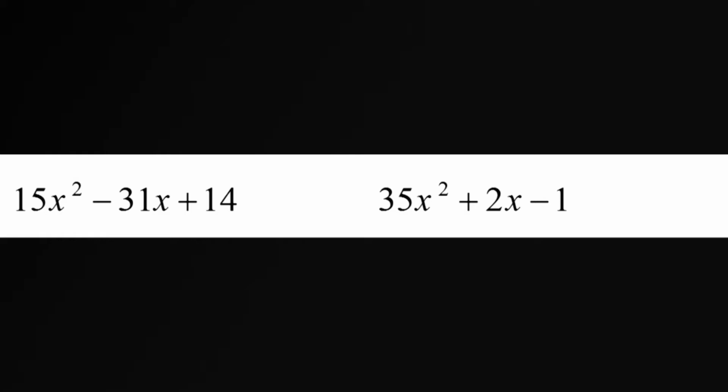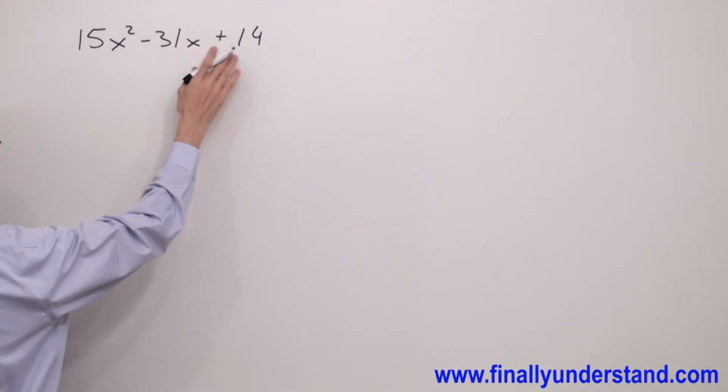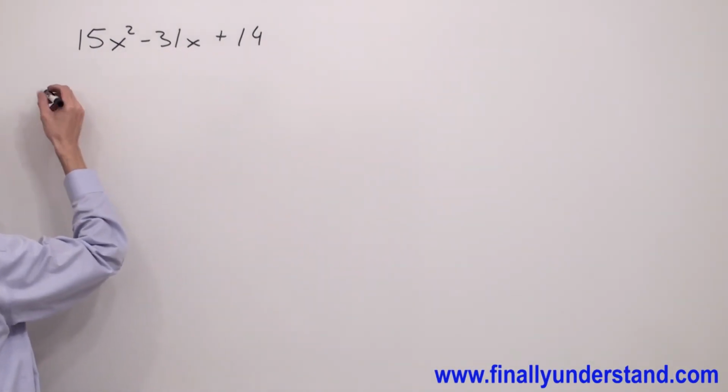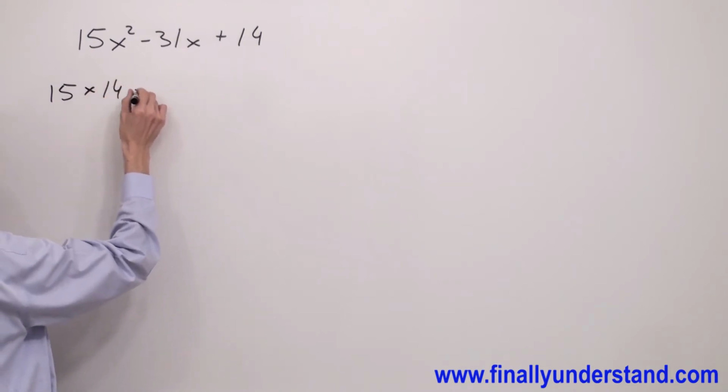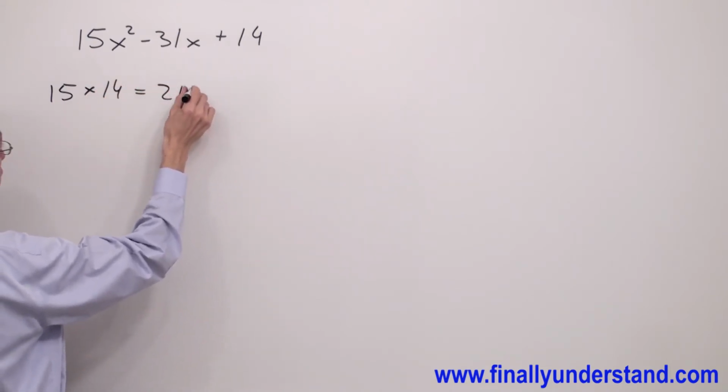Let's take a look at the first example. First, we have to multiply 15 by 14. 15 times 14 is equal to 210.